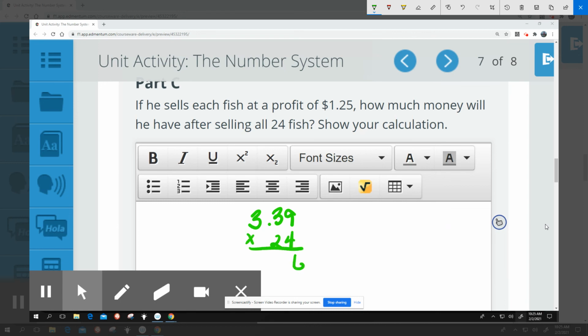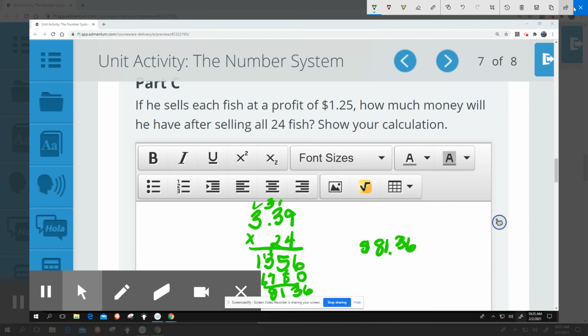4 times 9 is 36. Regroup the 3. 4 times 3 is 12. Plus 3 is 15. Regroup the 1. 4 times 3 is 12. Plus 1 is 13. Put a 0 down. 2 times 9 is 18. Regroup the 1. 2 times 3 is 6. Plus 1 is 7. 2 times 3 is 6. All right, so I'm all squishy here, but 6, 13, 11, 8. So it should be $81.36.